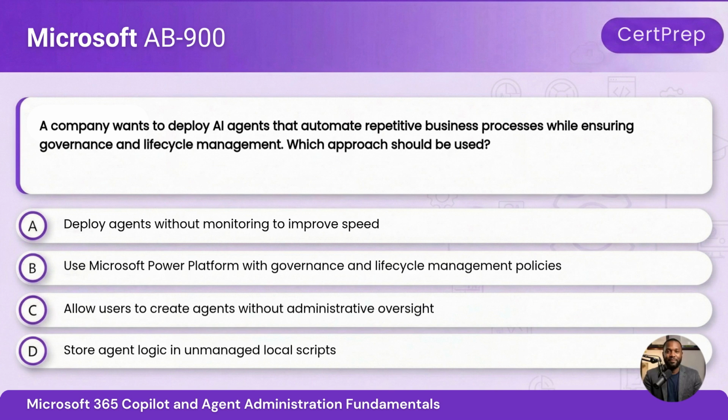Question number 5. A company wants to deploy AI agents that automate repetitive business processes while ensuring governance and lifecycle management. Which approach should be used? Option A. Deploy agents without monitoring to improve speed. Option B. Use Microsoft Power Platform with governance and lifecycle management policies. Option C. Allow users to create agents without administrative oversight. Option D. Store agent logic in unmanaged local scripts.